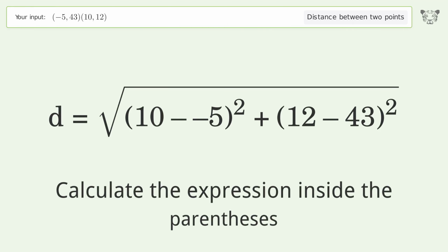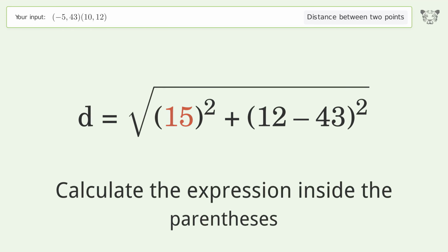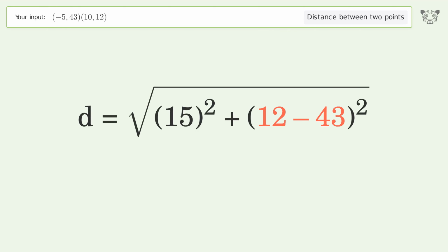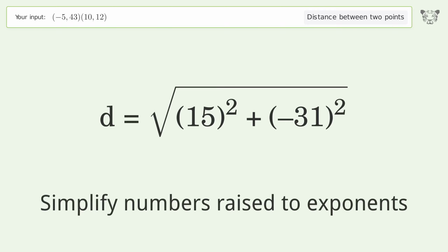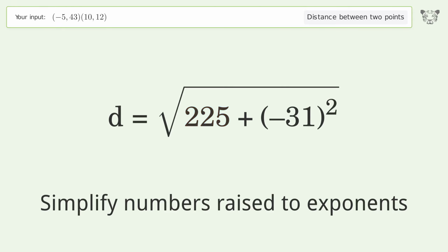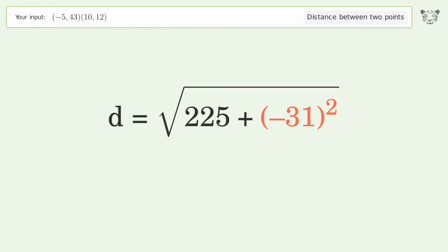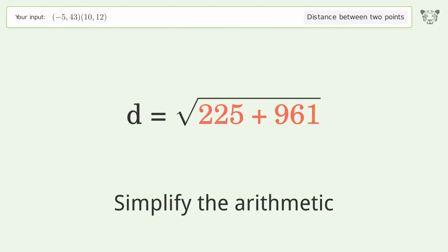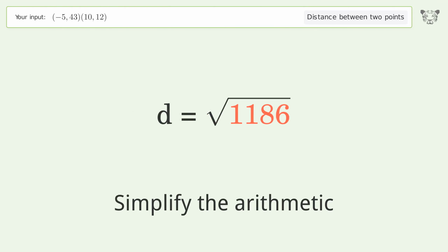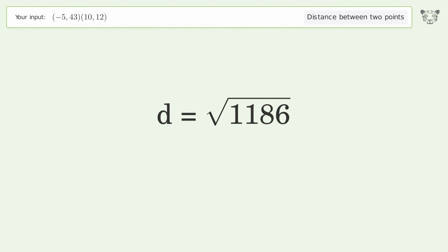Calculate the expression inside the parentheses. Simplify numbers raised to exponents. Simplify the arithmetic. And so the distance between the 2 points is the square root of 1186, or 34.438.